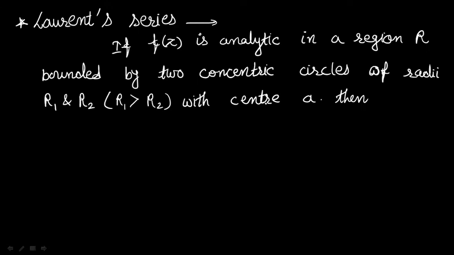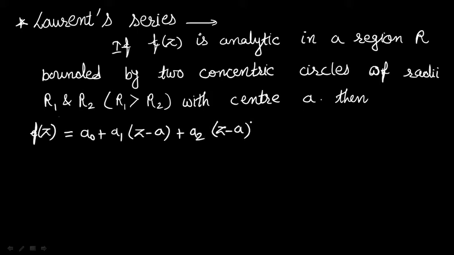Now second is Laurent series. If f of z is analytic in a region capital R bounded by two concentric circles, that means circles whose center is the same and radius is different. Therefore here we consider R1 and R2, which are the radii of the two circles, R1 is greater than R2, with center a. Then f of z is given by, for all z, a naught plus a1 (z minus a) plus a2 (z minus a) whole square and so on.